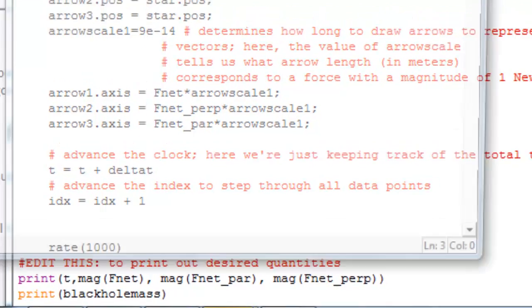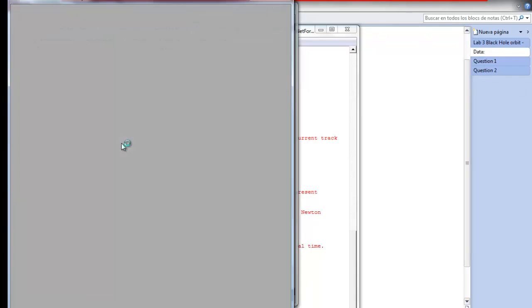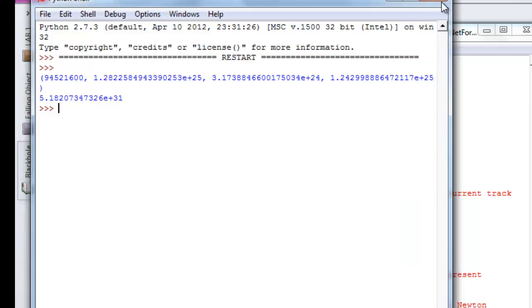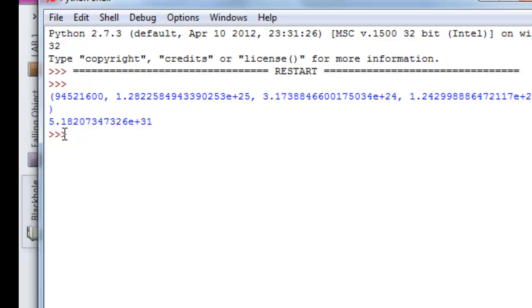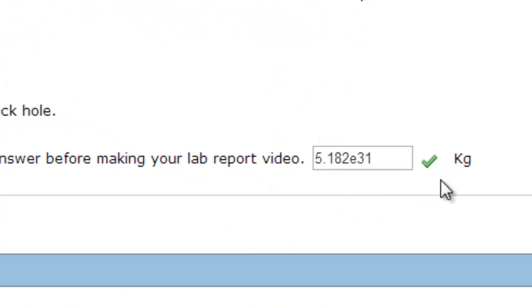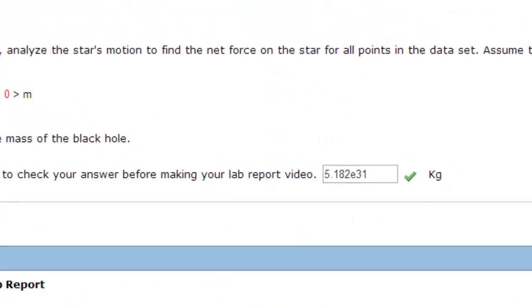I run it, and as you can see, it makes the star's movement around supposedly the black hole that is in the middle. My red arrow is the F net parallel, my cyan arrow is the F net perpendicular, my dark blue arrow is my F net. And as you can see in my Python shell, as I told you, I wrote to print the black hole mass, and I got 5.182 E31, and I can check it right in WebAssign, and that was the correct answer in my case.